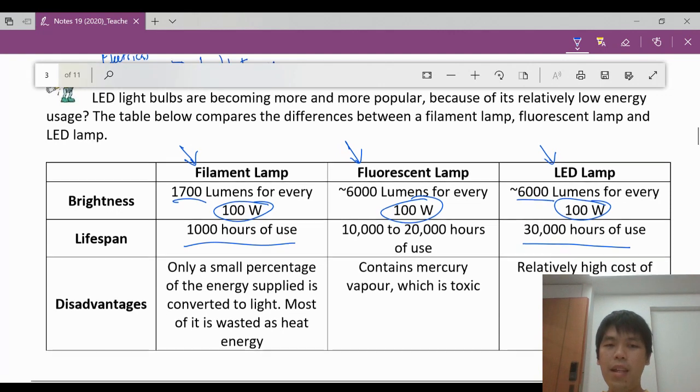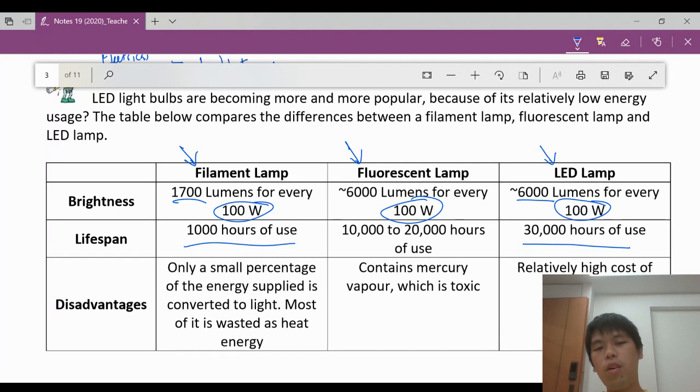Whereas a filament lamp is not good. Why? Because only a small percentage of the energy supplied is converted into light. The rest will be wasted as heat energy. So most of it is used as heat energy. That's why it's not efficient. So slowly, most of us are phasing out the filament lamp.